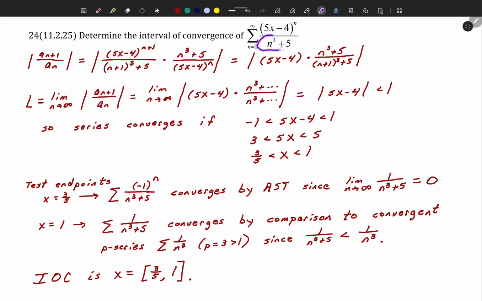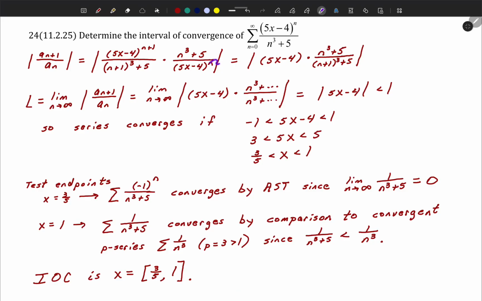Divided by your denominator, which is (n plus 1) cubed plus 5. That's where that came from. So all of this is your a sub n plus 1. I'm multiplying that by the reciprocal of a sub n. So that means the (5x minus 4) to the n goes in the denominator, and the n cubed plus 5 goes in the numerator. Now in the next portion, I'm collecting like terms.